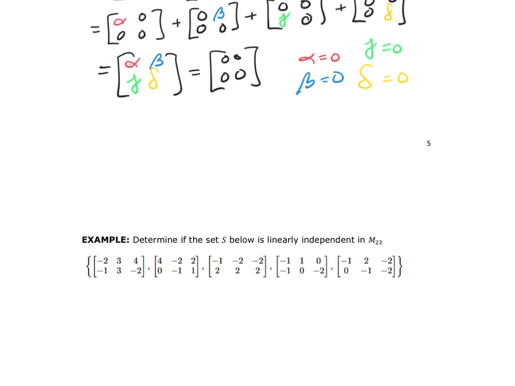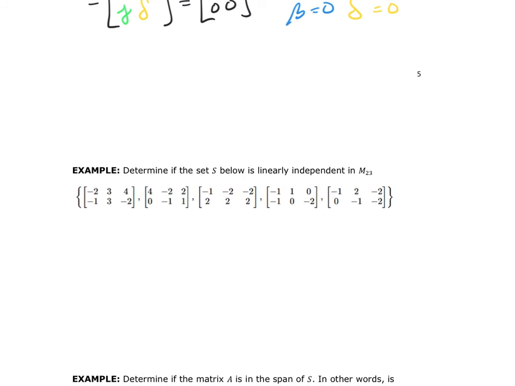Okay, let's take a look at the next example. I want to determine whether or not these are linearly independent. I'm going to use some scalar multiples, and I did some fancy Greek letters up here, but I'm going to make my life easy and just use a sub 1 here. So I multiply a sub 1 by my first matrix, which is -2, 3, 4, -1, 3, -2. And then I add a sub 2 multiplied by my second matrix, 4, -2, 2, 0, -1, 1.